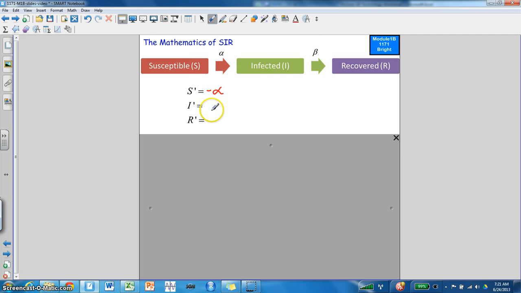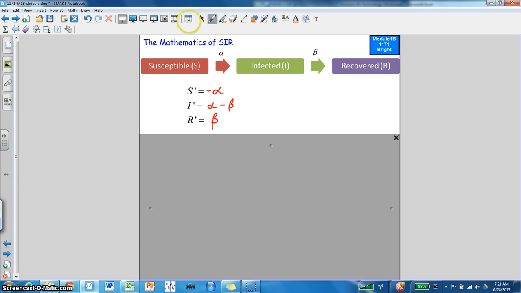Okay, so remember, a change coming into the compartment we say is a positive change, so I'm going to omit the positive sign, and the rate leaving the population is a negative, so we say that the rate of change in the I compartment is alpha minus beta. And then for the recovered compartment, we have people coming in at a rate of beta, so this is just beta.